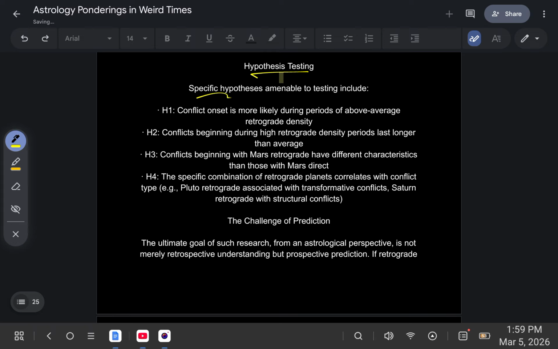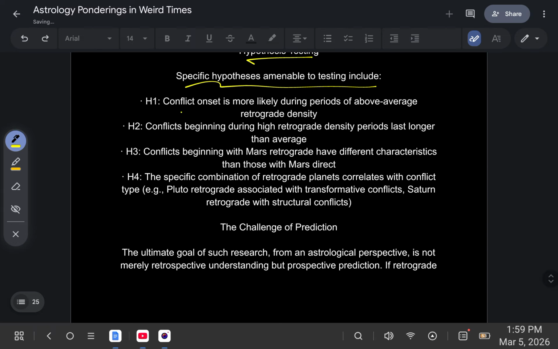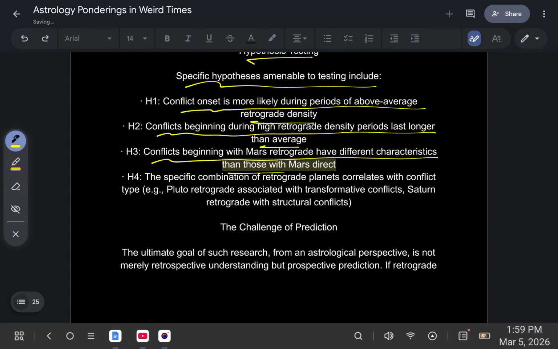Hypothesis testing. Specific hypotheses amenable to testing include: conflict onset is more likely during periods of above average retrograde density. Conflicts beginning during high retrograde density periods last longer than average. Conflicts beginning with Mars retrograde have different characteristics than those with Mars direct. The specific combination of retrograde planets correlates with conflict type. For example, Pluto retrograde associated with transformative conflicts, Saturn retrograde with structural conflicts.